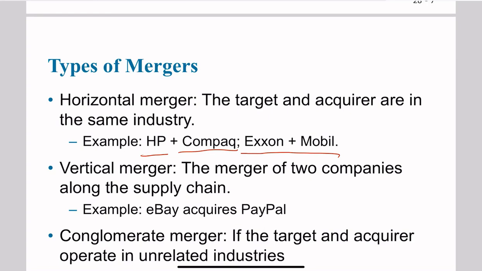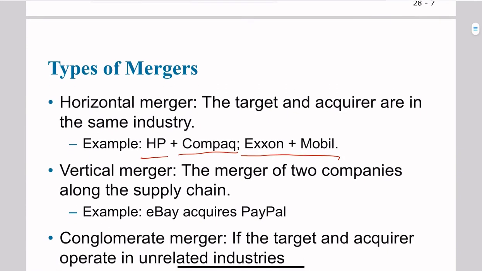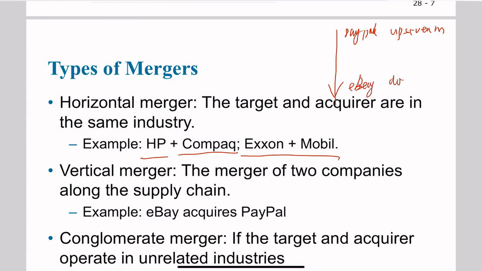Then there's vertical merger, that is the merger of two firms along the supply chain, such as eBay merged with PayPal. You can see that this is a vertical merger, because if you look at the supply chain here, PayPal is the upstream firm, and eBay is downstream, because eBay is essentially consumer facing and PayPal is about payment processing.